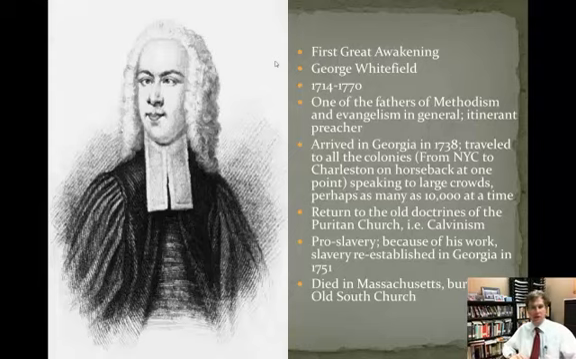He arrived in Georgia in 1738. Then he traveled to all the colonies, from New York City to Charleston on horseback at one point, speaking to very large crowds, perhaps as many as 10,000 at a time. And this was without any type of voice magnification, so he could really project his voice. He said that people should return to the old doctrines of the Puritan Church, become more Calvinistic.